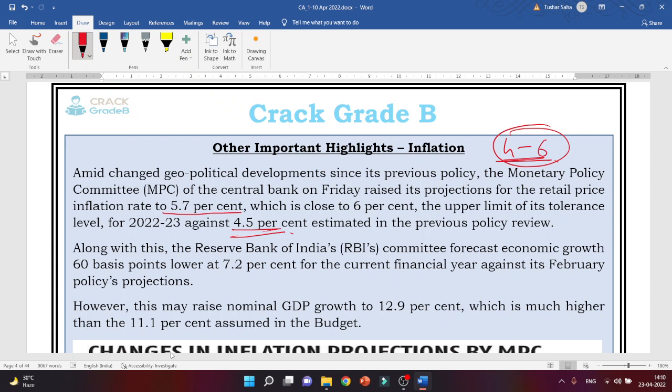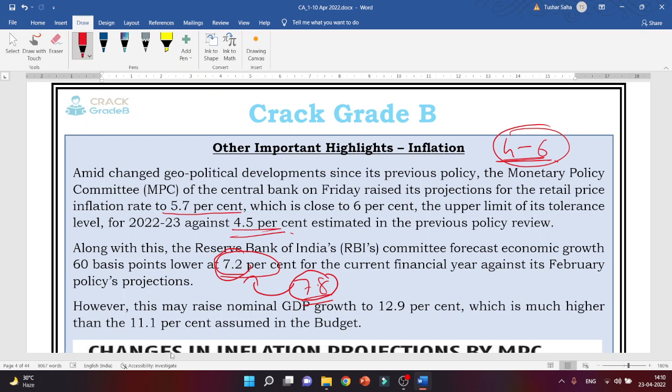Now, RBI's forecast for economic growth: it has cut it by 60 basis points. Initially it was 7.8%. From 7.8%, RBI has cut it to 7.2%. See, these are very crucial data. Why? Because in the last monetary policy, you studied 7.8. Now they have changed it to 7.2.